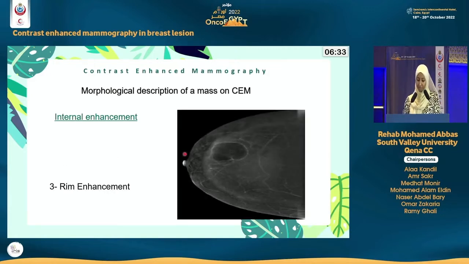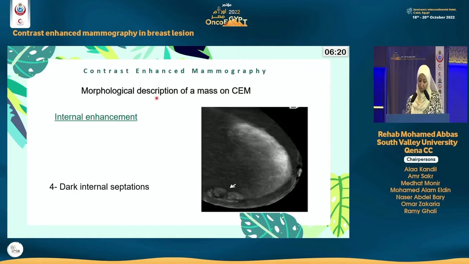تالت باترن معانا إن يكون في عندنا rim enhancement، إن يكون الليجن نفسه من بره هو اللي واخد إنهانسمنت لكن السنتر بتاعه لا. رابع نوع معانا هو dark internal septation، إن يكون في أجزاء من الليجن واخدة إنهانسمنت لكن لو جينا بصينا هنلاقي في النص فيها سبتيشن والسبتيشن دي مش واخدة إنهانسمنت.